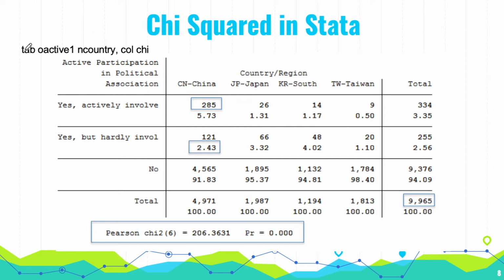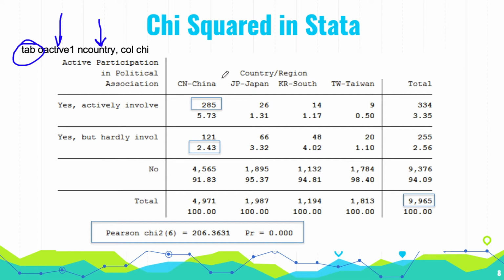I enter the tab or tabulate command, and then I enter two variables that I want to enter into a contingency table. Here, my first variable is active participation in a political association. So active1 is the variable name in my data, and I want to see if that varies by country or region. That variable is stored under N country in my data set.